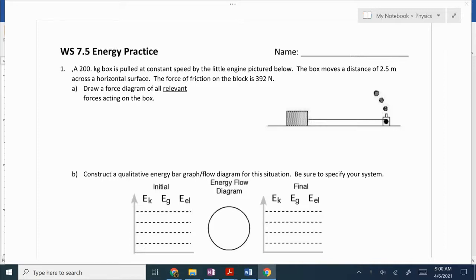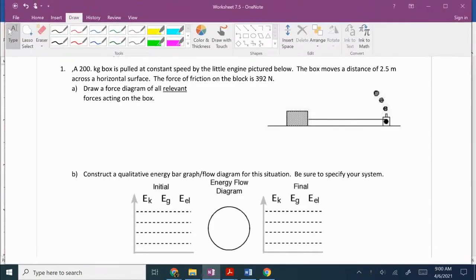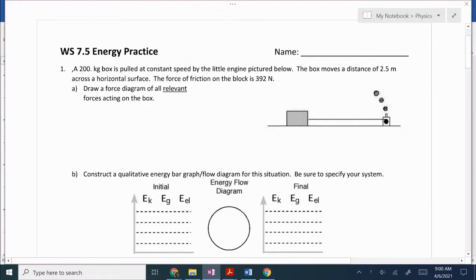So we got ourselves a 200 kilogram box, which is a pretty heavy box, and it's being pulled by this little motor here. The box moves a distance of 2.5 meters across the horizontal surface. The force of friction on the box is 392 newtons. So, it says first draw a force diagram. Okay, it's been a little while since we've done that.